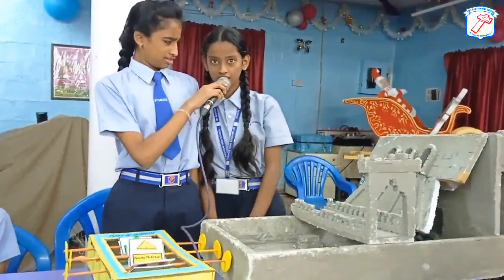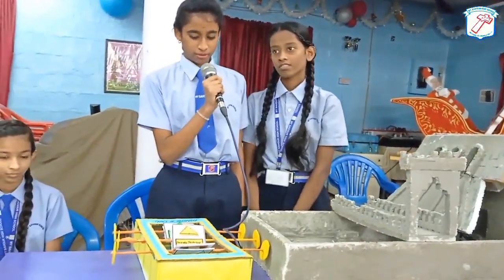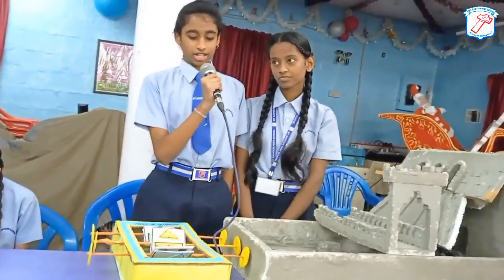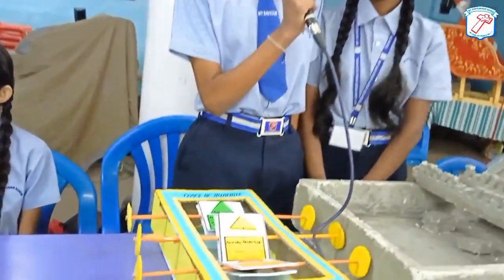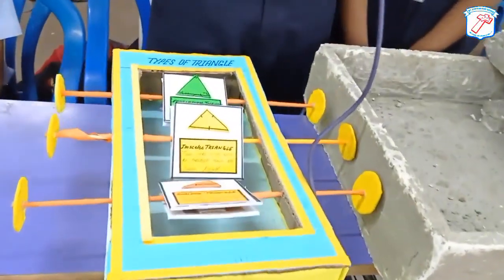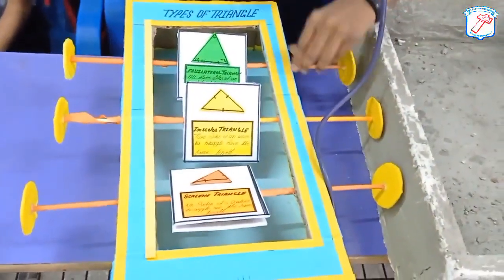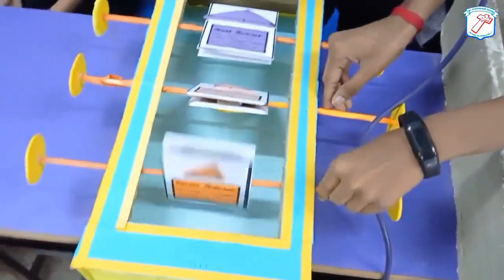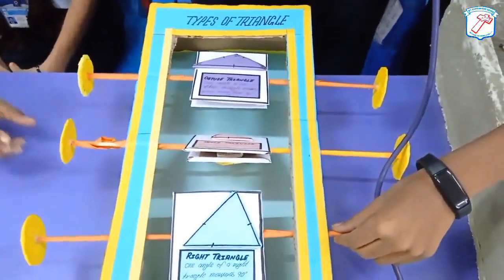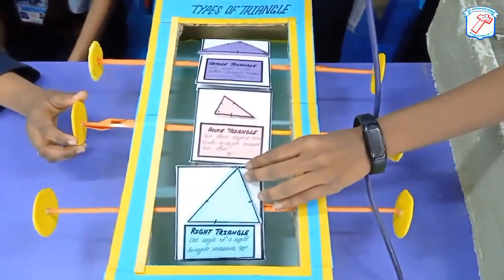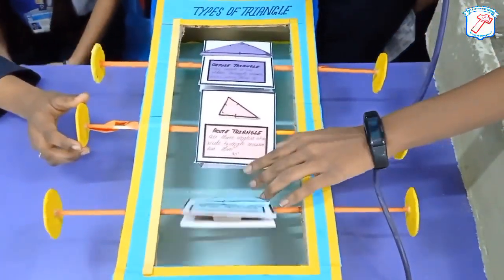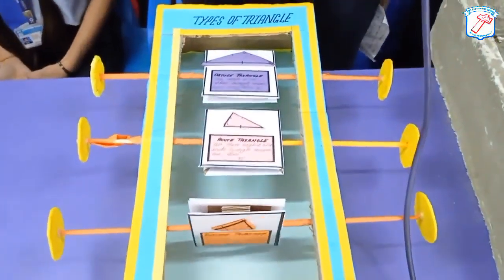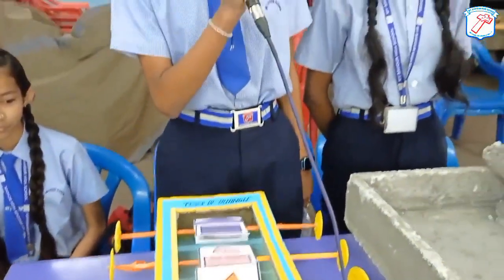Sangeeta, my partner Geeta, from 9th standard, we are going to explain about types of triangle. There are 2 types of triangle. Classification of triangles based on angles and types of triangles based on size. Acute angle triangle: a triangle in which all angles are acute is called an acute angle triangle. Obtuse angle triangle: a triangle in which any one angle is obtuse is called an obtuse angle triangle. Right angle triangle: a triangle in which any one angle is a right angle is called a right angle triangle.